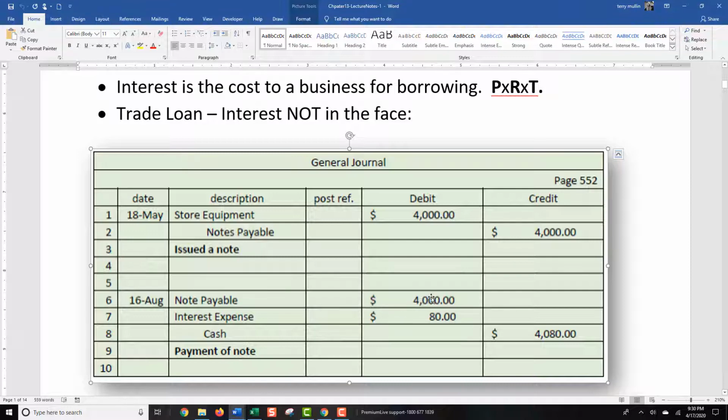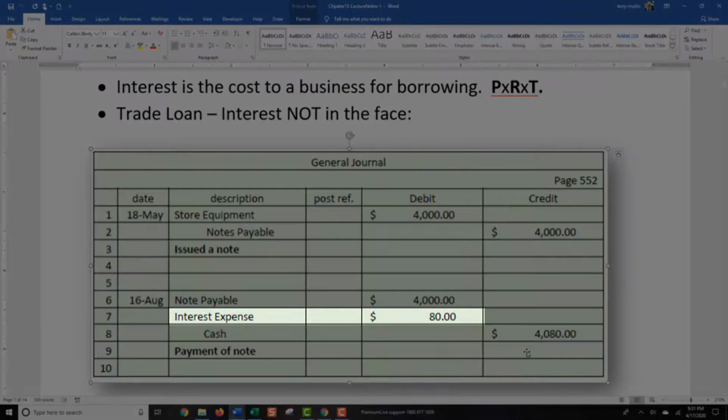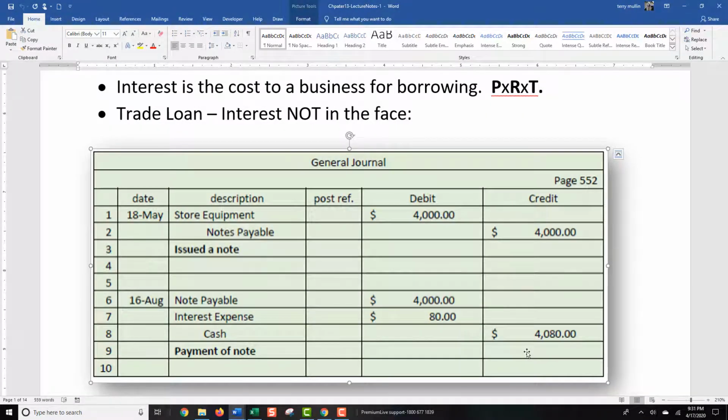So you're going to debit the $4,000. You're going to have $80 in interest, which would be principal times rate times time. And then the cash that you pay is going to be the principal of the $4,000 plus the interest. And again, the interest was principal times rate times time. So when the interest is not in the face, it's at the point that you make the payment that you record the interest expense.